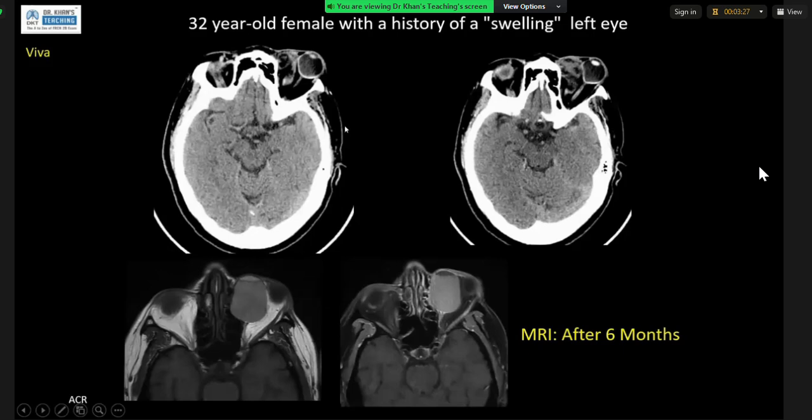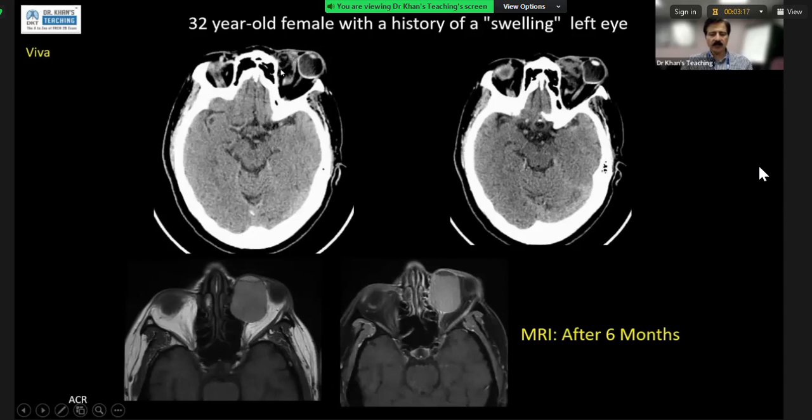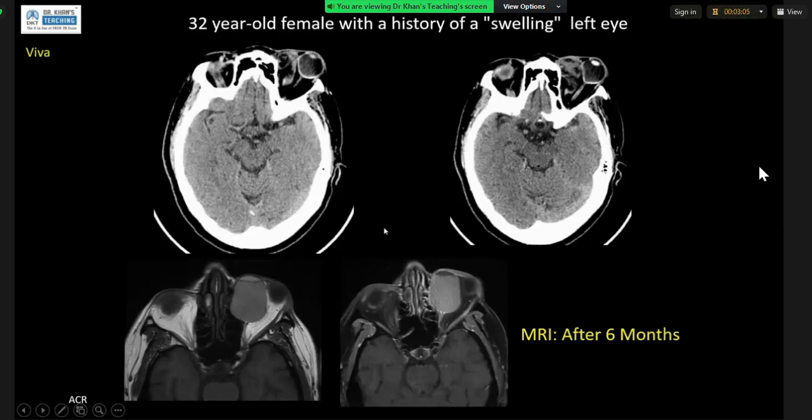Yes. Okay, if you see here, this case is an interesting one: a 32-year-old female with a history of swelling in the left eye. And there is something here. After 6 months, this enlarged, and this is the MR. Over to you. What is your diagnosis? On CT, there are fat densities. On MRI, there is T1 signal which suppresses on T1 fat saturated. So this could be an orbital angular dermoid.